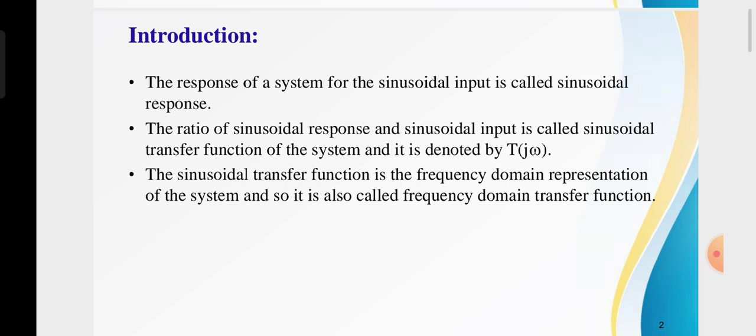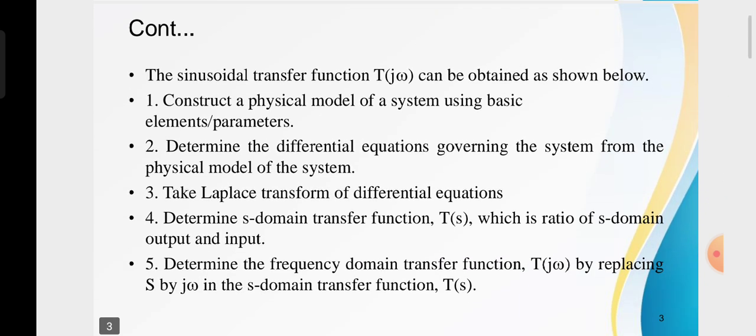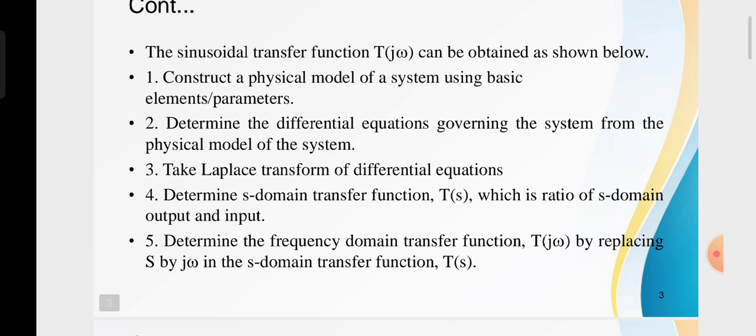Next, what is the sinusoidal transfer function of the system? The ratio of the sinusoidal response and the sinusoidal input is called the sinusoidal transfer function of the system and is denoted by T of j omega. The sinusoidal transfer function is the frequency domain representation of the system, and so it is also called the frequency domain transfer function. Next, how will you find the sinusoidal transfer function? Let's see one by one.